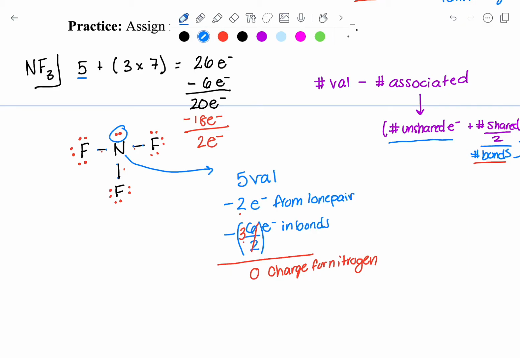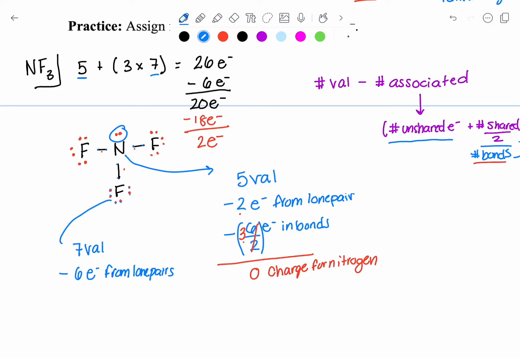Okay, so let's next up do fluorine. Fluorine has 7 valence electrons. Okay, we knew that from when we counted in the beginning of this to draw our Lewis structure. We now want to subtract off our number of electrons that are unshared, so minus how many electrons are in lone pairs. Each fluorine has 1, 2, 3, 4, 5, 6 electrons, so we're going to subtract off 6 electrons from lone pairs.